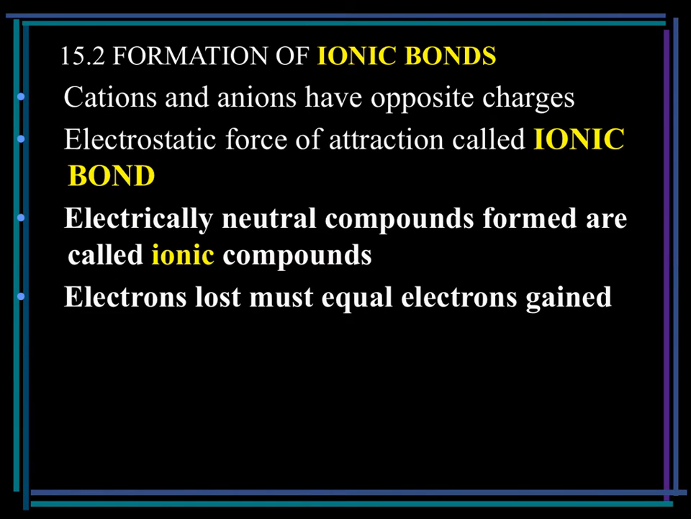Now that we have reviewed cations and anions, now we can talk about how they form ionic bonds. So remember, we have opposites attract, a positive charge and a negative charge. One loses electrons, all right? Cations lose electrons, anions gain electrons, right?